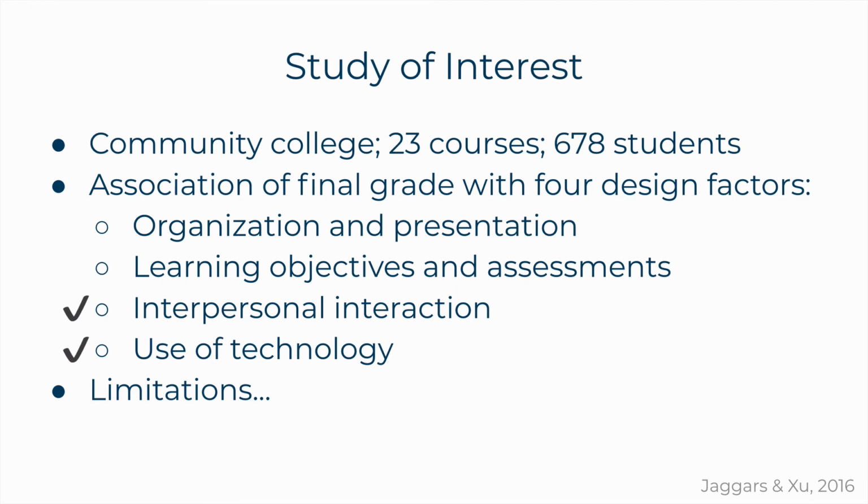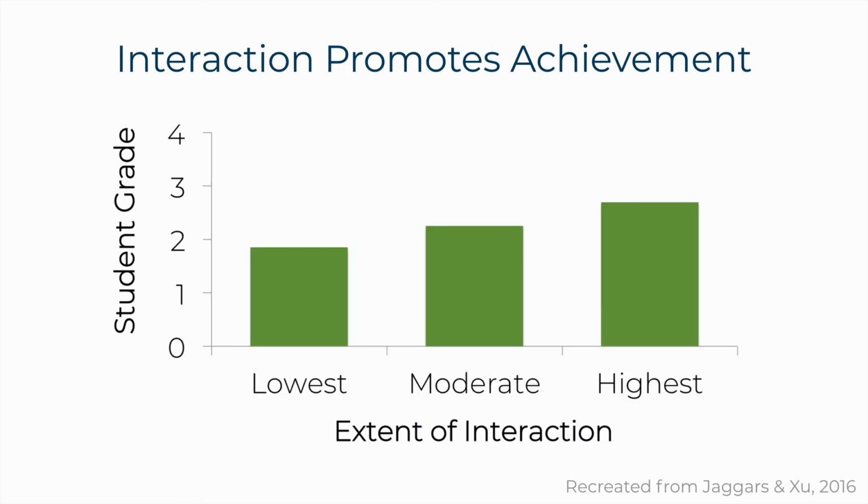And we're going to look more closely at interpersonal interaction. So the authors found that interaction does promote students' achievement. And that's represented in this graph here. We can see on the x-axis we have the 3 different categories of interaction. On the y-axis we can see the student's grade on a GPA scale. And this is the final grade in the course.